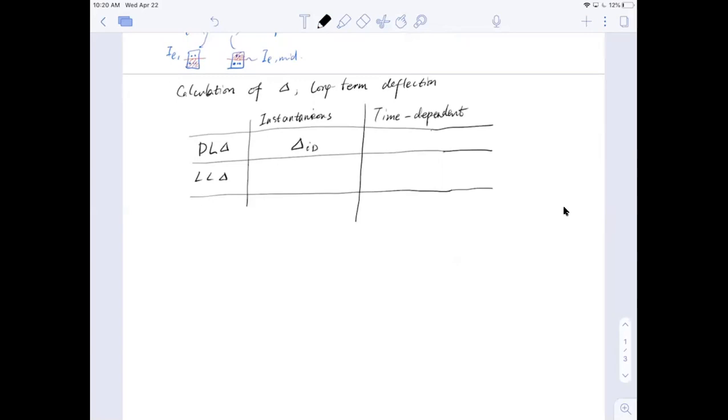And for the long-term deflection, I can use a coefficient lambda d multiplied by the instantaneous deflection delta ID to get it. At the same time, I have an instantaneous deflection caused by the live load. I use the same factor to calculate the live load induced deflection. But be careful here. When I mention the live load, what I mean is sustained live load.